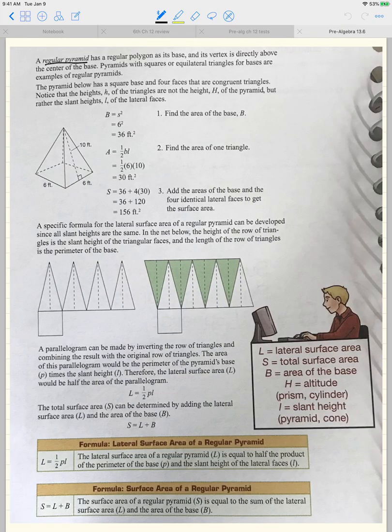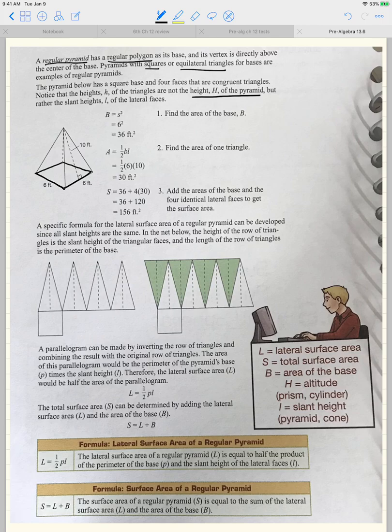A regular pyramid has a regular polygon as its base, and its vertex is directly above the center of the base. Pyramids with squares or equilateral triangles for bases are examples of regular pyramids. The pyramid below has a square base. Here is our square base, and 4 faces that are congruent triangles. Notice that the heights, lowercase h, of the triangles are not the height, capital H, of the pyramid, but they are rather the slant heights, lowercase l, of the lateral faces.